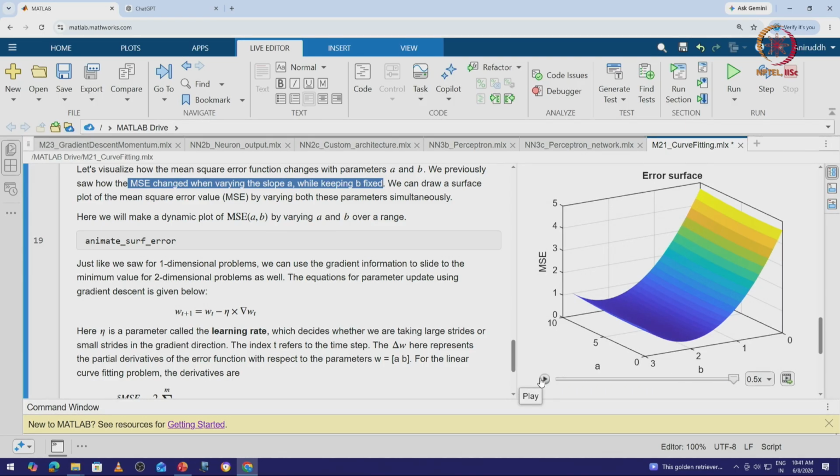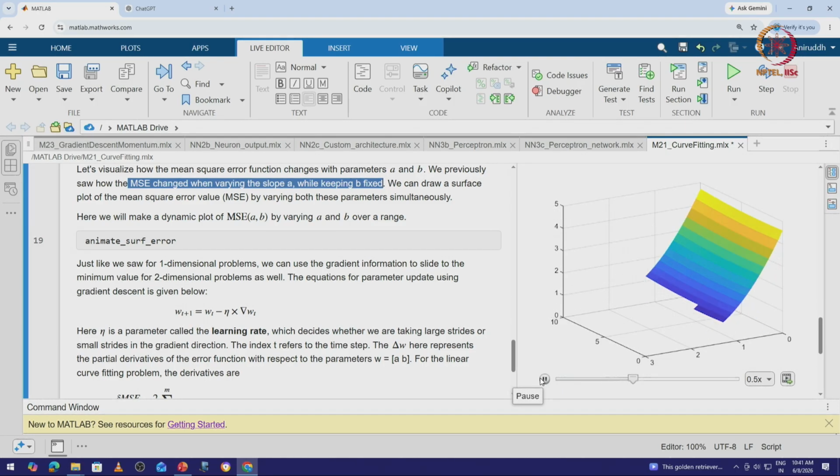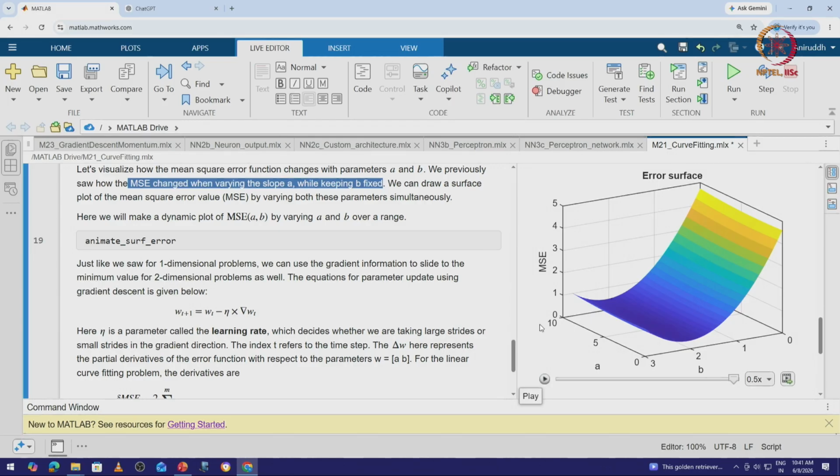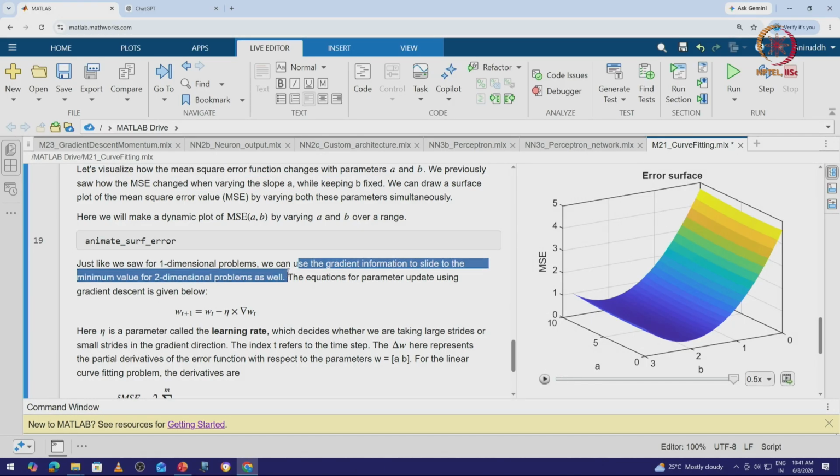Now this is a 2D error surface, and essentially this is our true error surface, right? So we have the mean square error, and if we use gradient descent on this particular error surface, that could lead us to the most optimal set of a and b's, right? So just like we saw in the 1D case, let us do the gradient descent even for the 2D example.